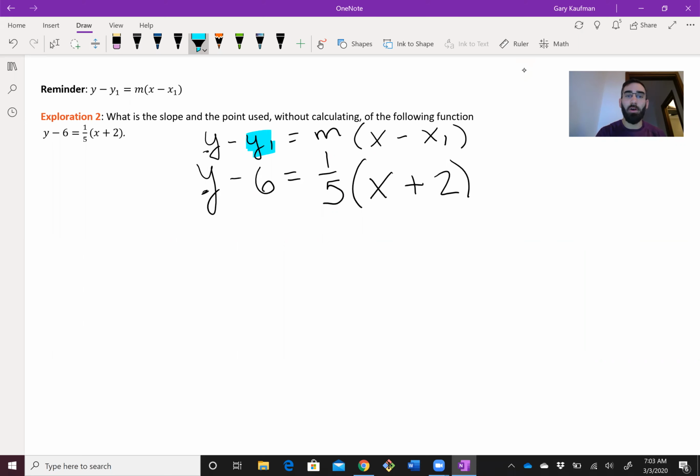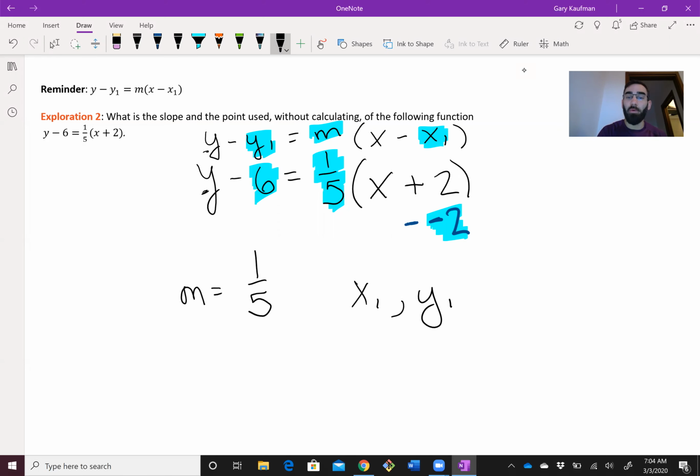That means my y1 matches up with 6. That means my m matches up with 1/5. Well, I have an issue over here because it's written as minus x1, but this is written as a plus 2. Well, a plus 2 is the same as minus -2. Well, now it matches up, and now I can see that x1 is -2. So therefore, my slope is 1/5, and my x1 comma y1, my point that was used, was -2 comma 6.